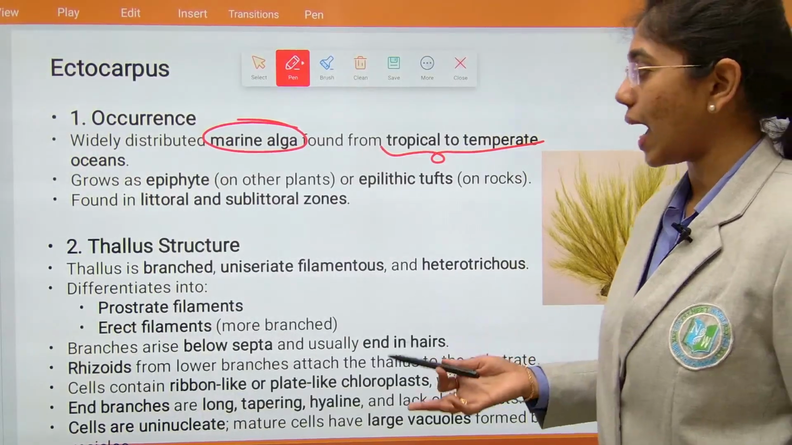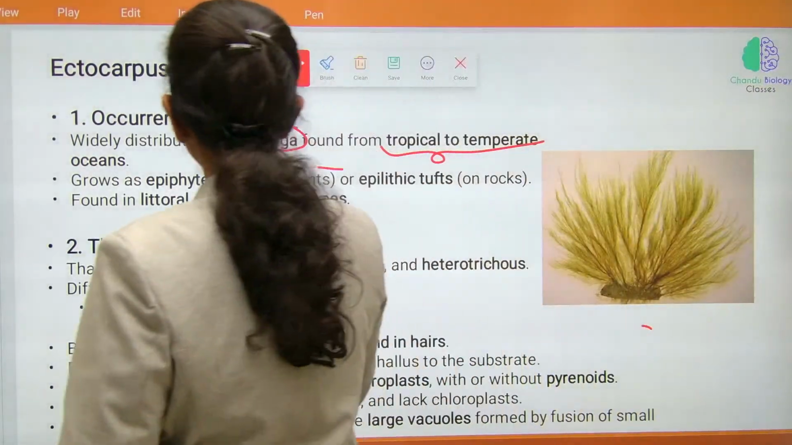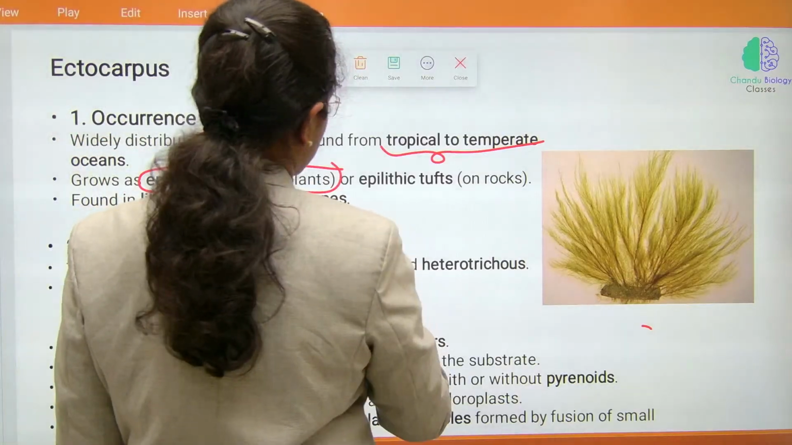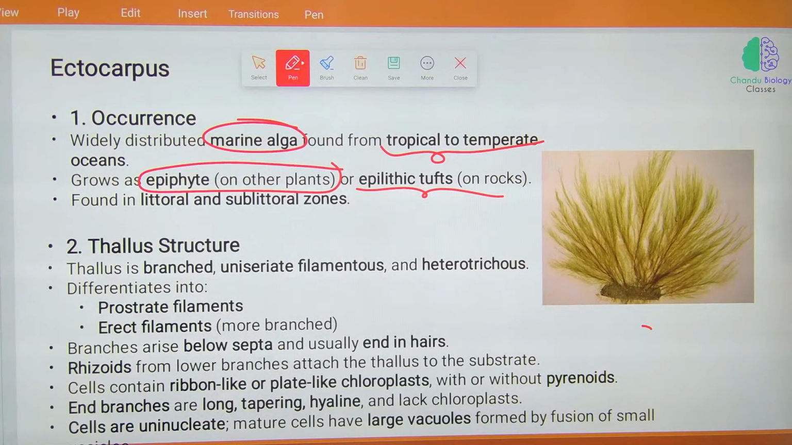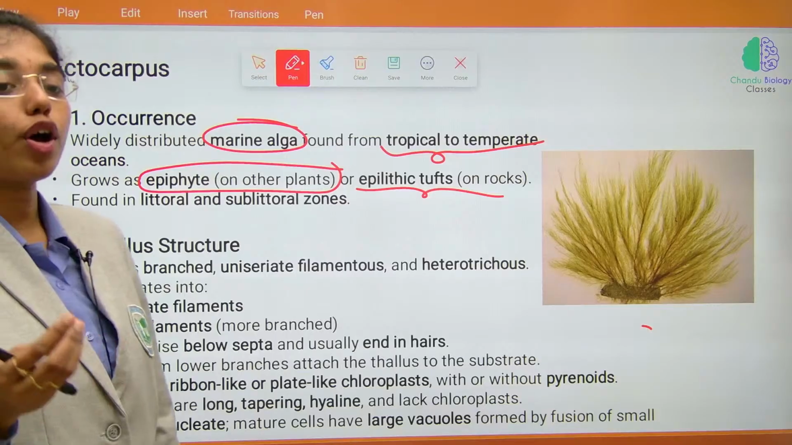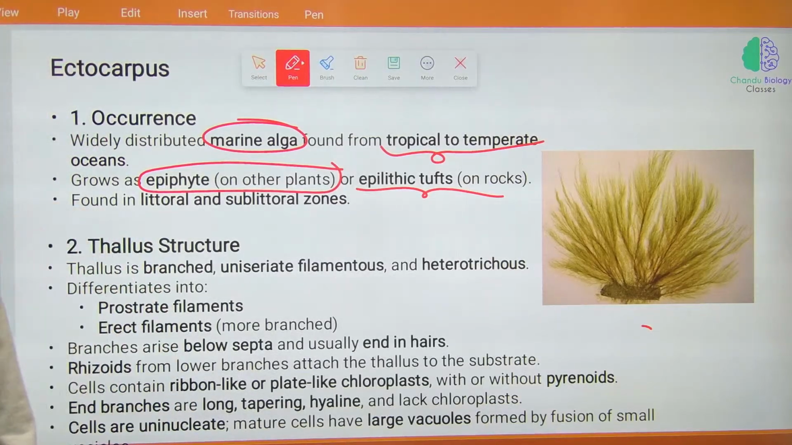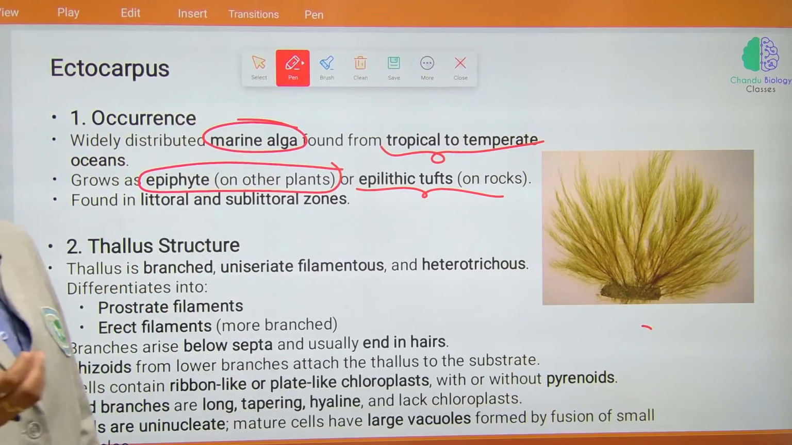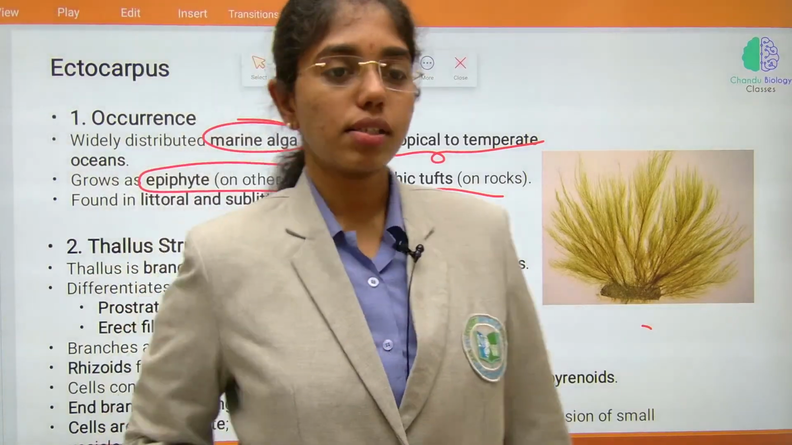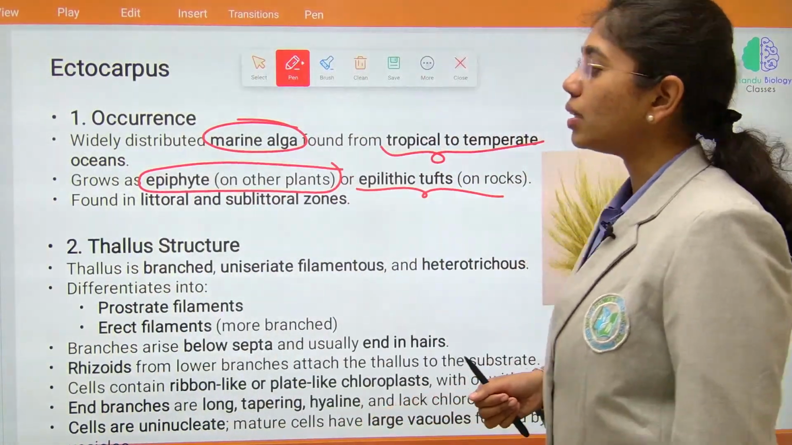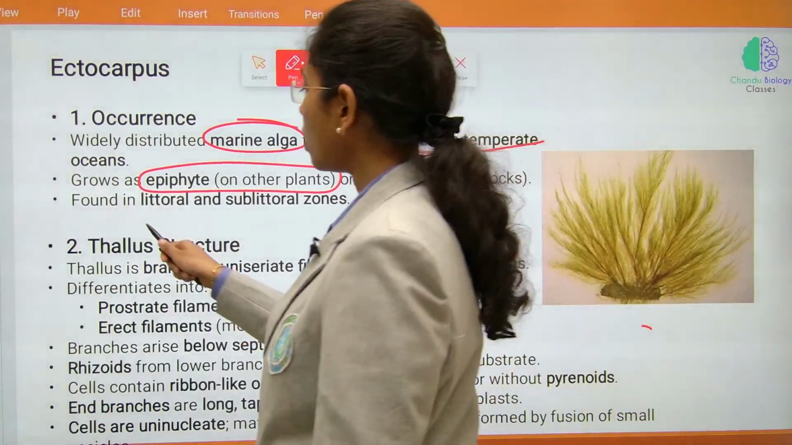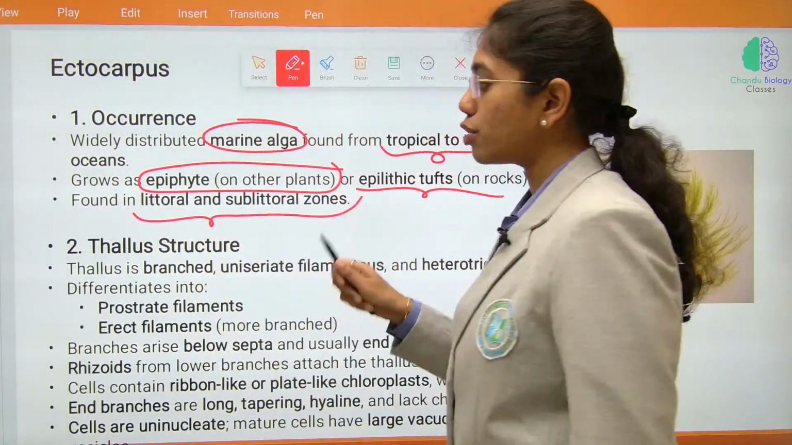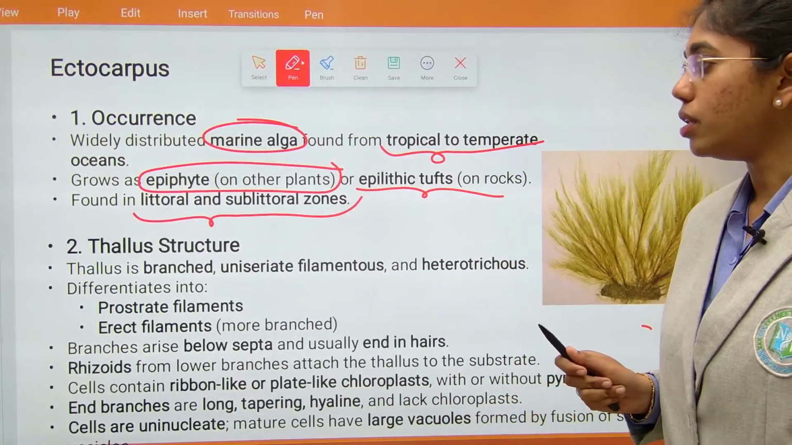This grows as an epiphyte on other plants, and as epilithic tufts, which means they grow on rocks. Epiphyte: Ectocarpus growing on plant surfaces. Epilithic: Ectocarpus growing over rock surfaces. They are found in both the littoral and sublittoral zones.